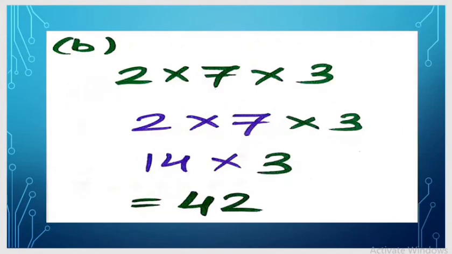Now question number B. What is question number B? Let's check here. Question number B is 2 multiplied by 7 multiplied by 3. 2 7s are 14 and 14 3s are 42. If we don't know, how can we do it? We do the calculation in rough work.